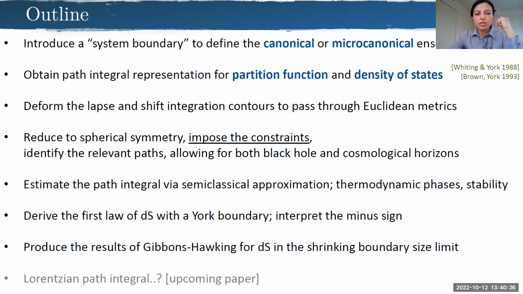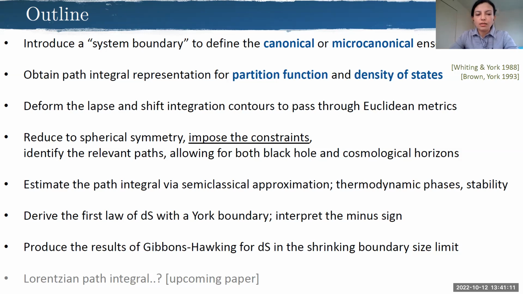In the process of estimation, we need to deform the lapse and shift integration contours so that we can access some Euclidean saddles. We are going to reduce to spherical symmetry, so of the paths that contribute to the path integral, we only consider the spherically symmetric ones. We are also imposing the constraints, and then by identifying the relevant paths, we see that for a given canonical ensemble data, we should allow for both black holes and cosmological horizons. After estimating the path integral, we recognize thermodynamic phases and discuss the stability.